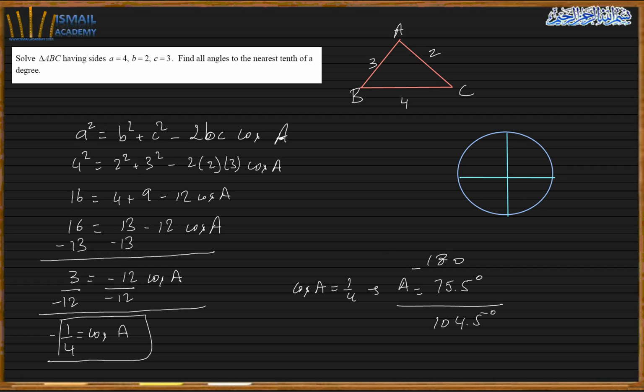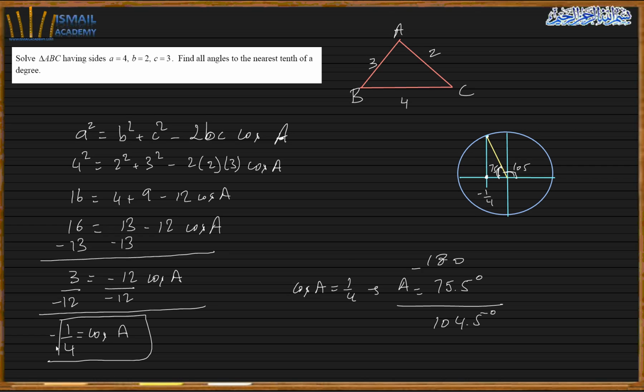This is what's going on. Here is my angle. If I project that one here, this is my cosine of that angle. This is my 75, and here it will be my 105. You see, these angles have the same cosine, for example minus 1/4. This one has minus 1/4, and that one again has minus 1/4, both of them.